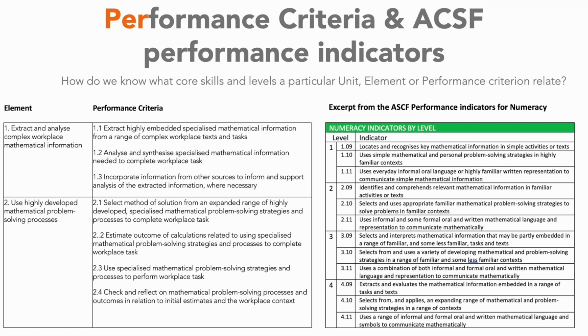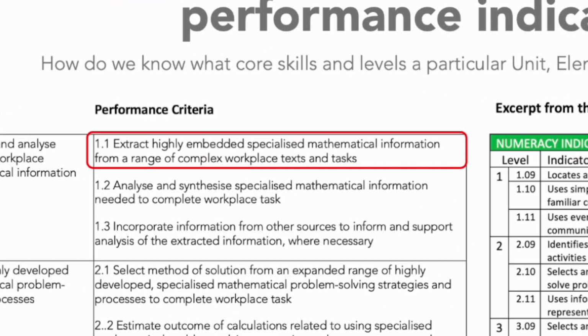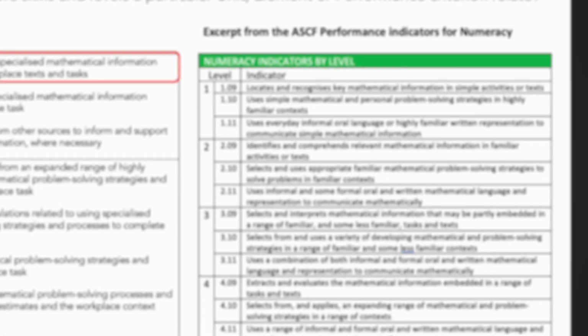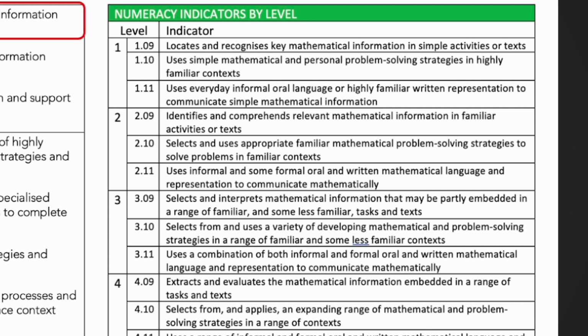If we want to analyse a training specification, we need to know what to look for. So on the left, I have an extract from a unit of competency. You'll see the elements and performance criteria. And on the right, I've taken a screenshot of the performance indicators for numeracy. That screenshot is directly out of the ACSF document. So if we look at the first performance criteria and quickly read through it, it says extract highly embedded specialised mathematical information from a range of complex workplace texts and tasks. Then we look over at the indicators for something that relates to that so that it can help us to match a particular performance level. On the right-hand side, by reading through the indicator descriptions, we find that 4.09 maps most closely to that performance criteria.